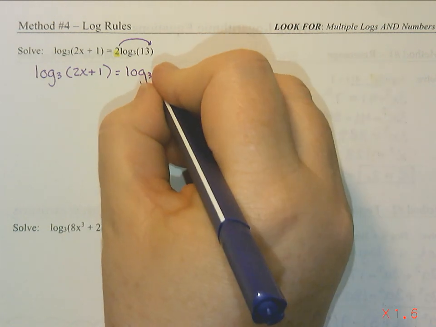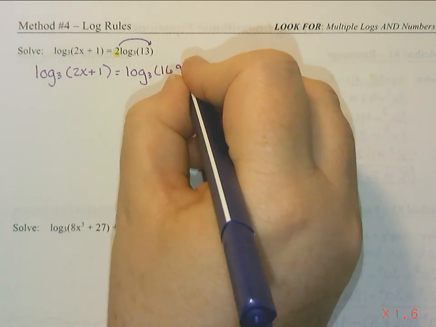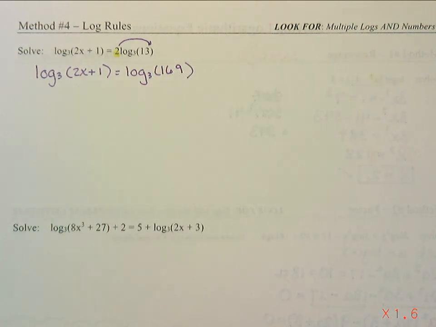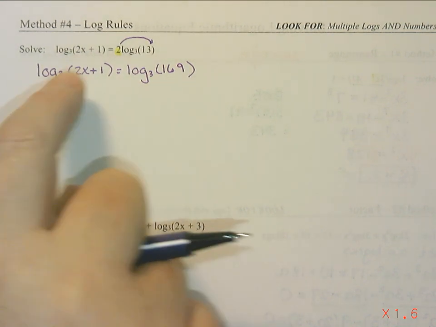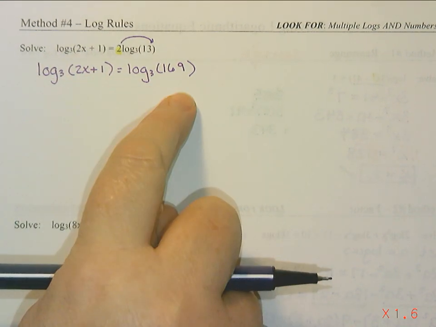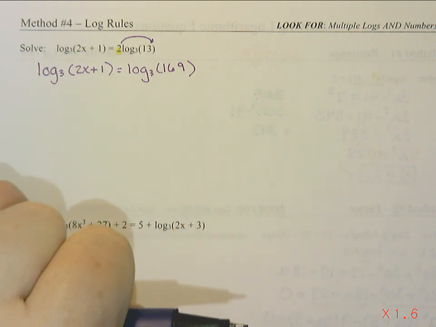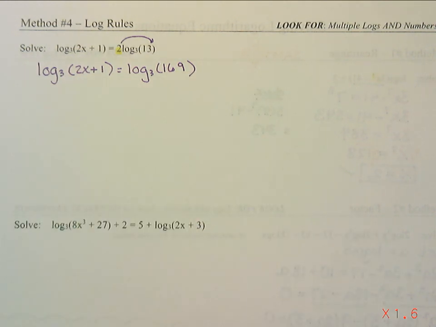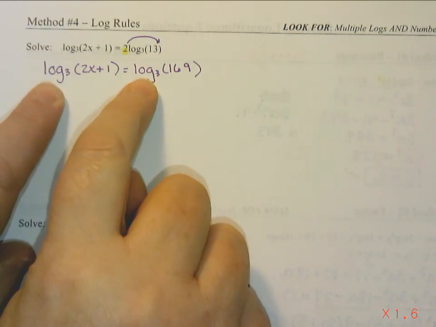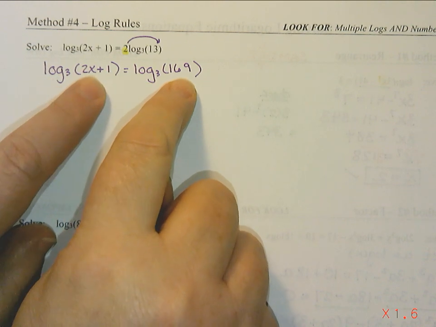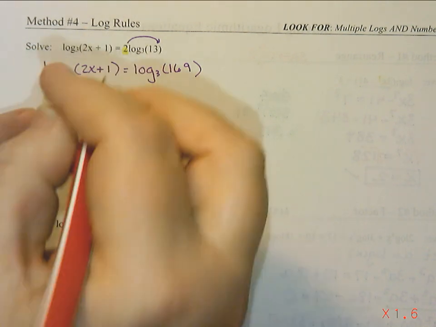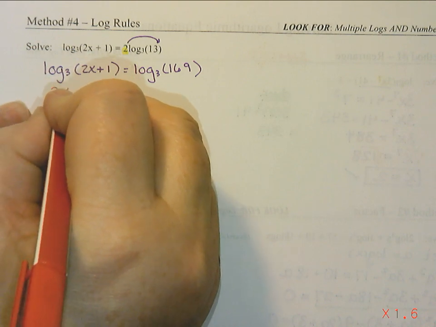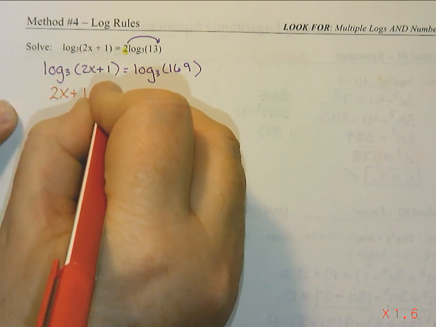13 squared is 169. Now at this point, I see that I have two logs. They have the same base. They have different arguments, right? But there are no other terms, which means I can compare their arguments, right? If they're both logs, they have the same base, and they're equal, that means their two arguments should also be equal. So 2x plus 1 should equal 169.